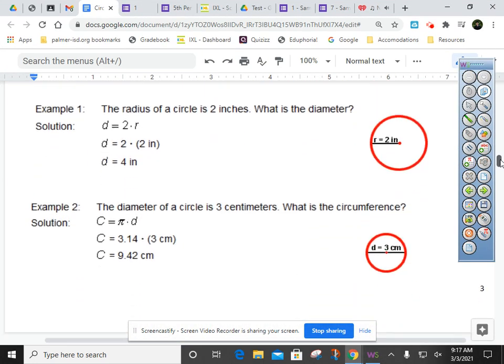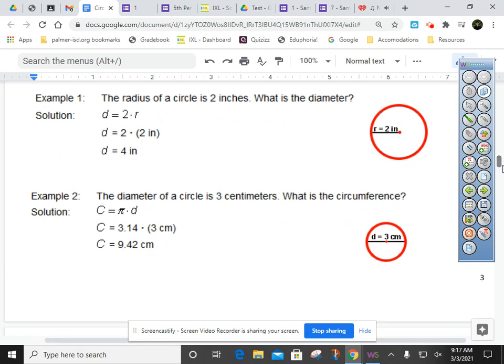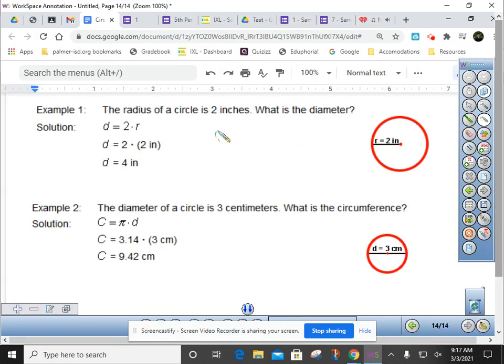Turn to the same page. Example 1, the radius of a circle is 2 inches. What is the diameter? 2 inches. 4. If the radius of a circle is 6, what is the diameter? 12. The radius of a circle is 1, what is the diameter? 2. If the diameter of a circle is 4, what is the radius? 8. Oh, you divide by 2.